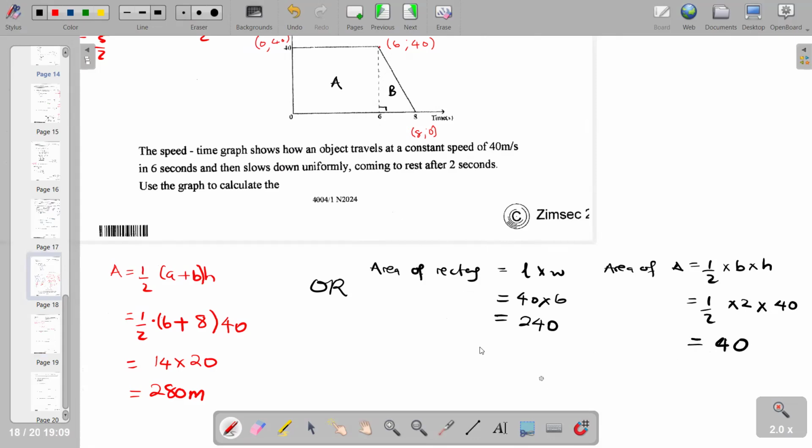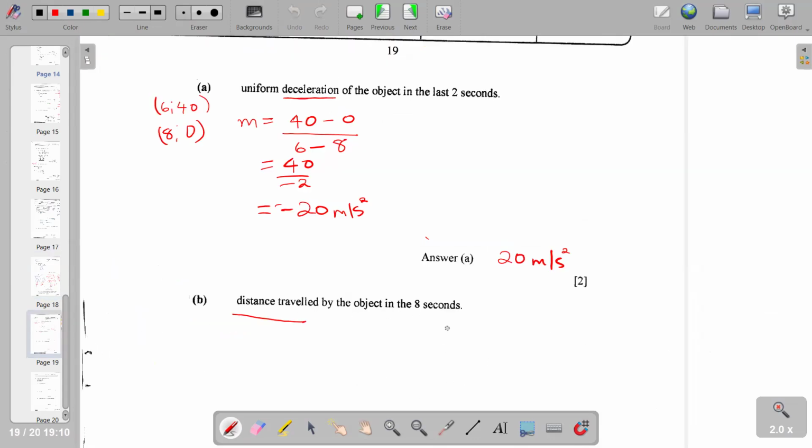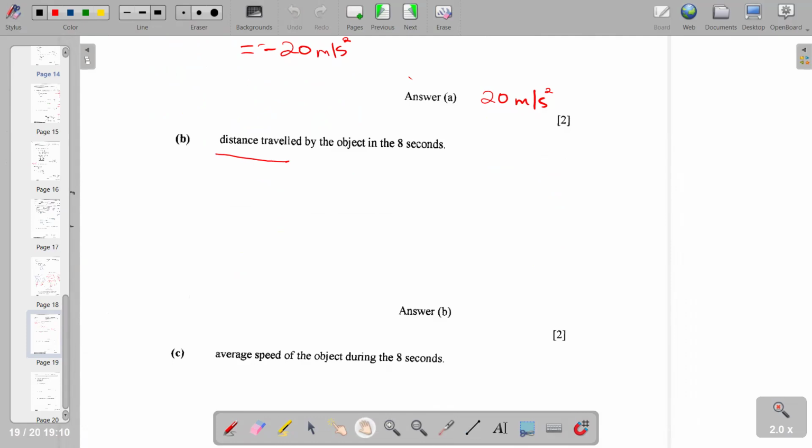So the total area will be equal to 240 plus 40, which is equal to 280. So this total area is representing the distance covered, which is going to give us 280 meters. So the total distance covered is 280 meters. The working is shown, so here it's 280 meters sharp.